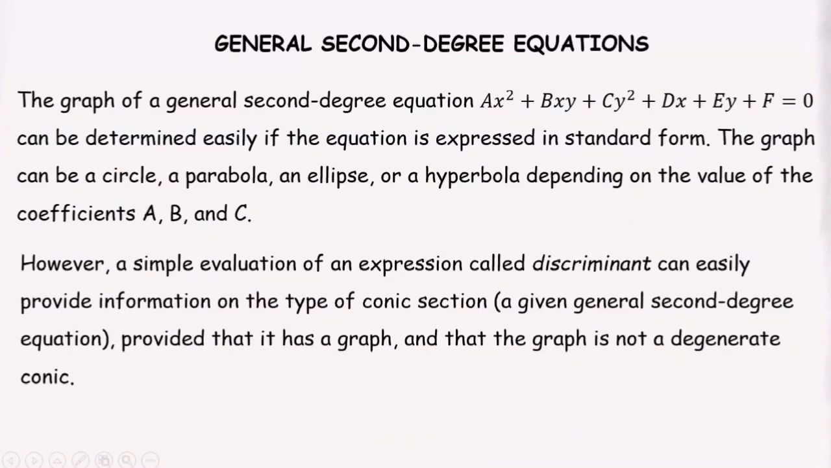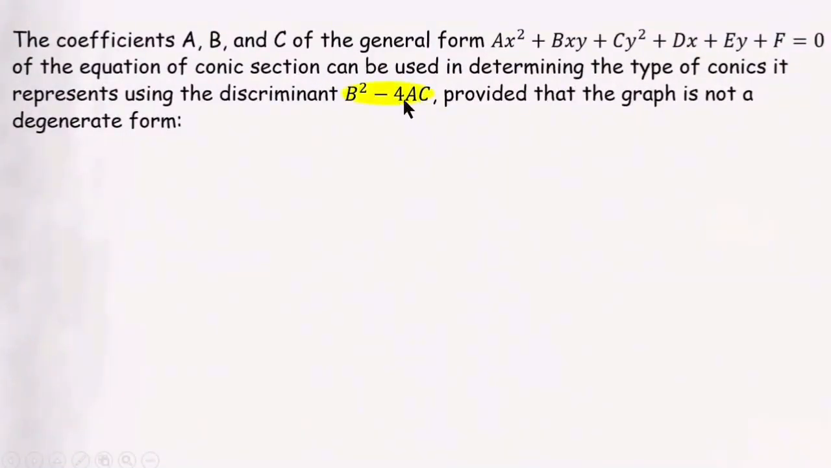There is another way of determining the type of conic using the discriminant, provided that it has a graph and that the graph is not a degenerate conic. The discriminant is b squared minus 4ac. In this case, b is always equal to 0, since we restrict our discussion to equations without the xy term, or when b is equal to 0. Since we assumed b is equal to 0, the discriminant is equivalent to negative 4ac.